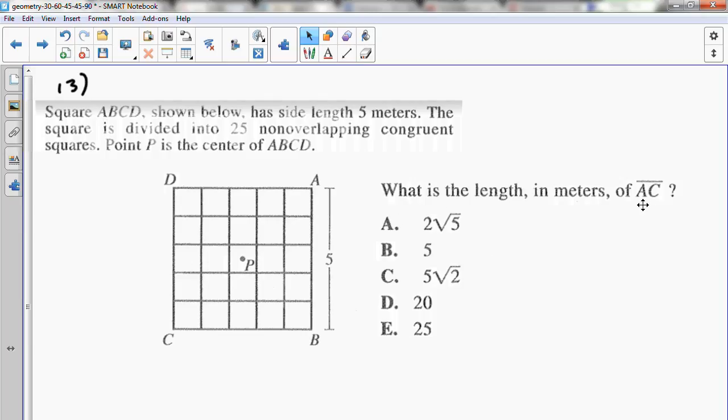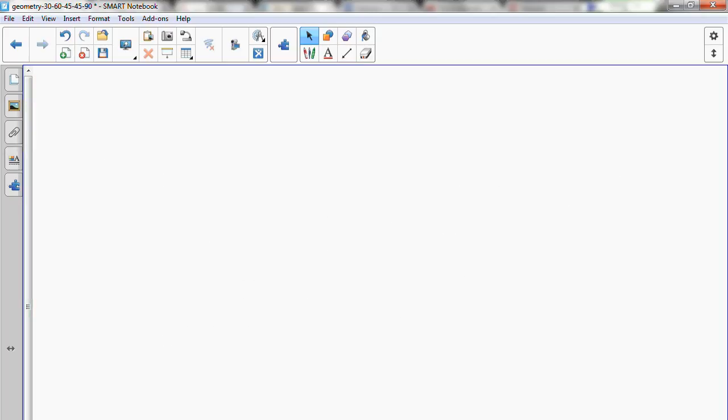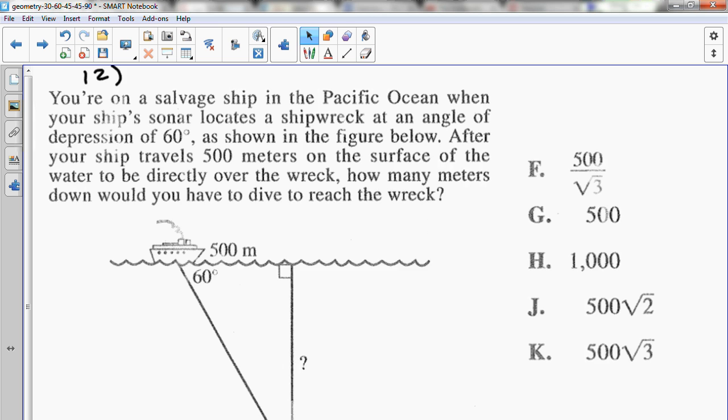What is the length in meters of AC? Now, think about what AC would represent here. It would be the hypotenuse. And so if this one was 5, and then this one down here was also 5, it would be a 45, 45, 90. So then the hypotenuse would be 5 square root of 2. All right. Now, let's go back to this booger.